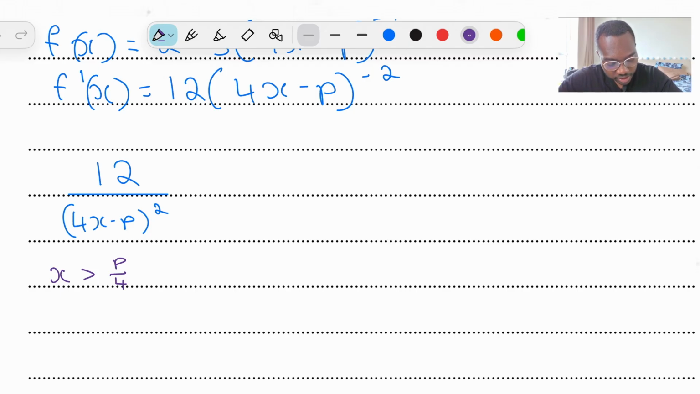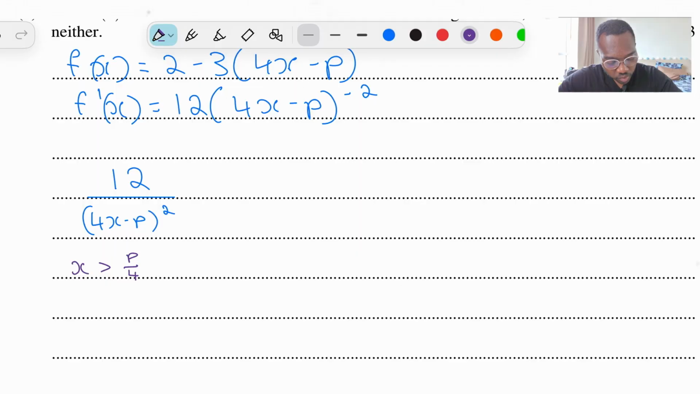So they tell us that. What does that mean? That means that when x is a value greater than p over 4, when we square all those numbers, we're just going to get a squared number greater than 0. That effectively tells us that 4x minus p all squared is going to be a value greater than 0. And if that's going to be a value greater than 0, then 12 divided by a positive value would just give me a positive value all the time. So therefore, we know that this has to be greater than 0.